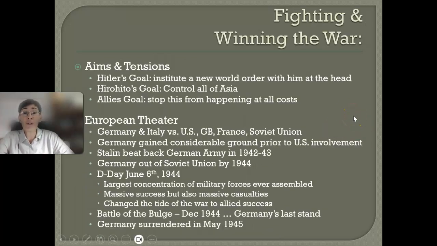So, what was Hitler's goal? Institute a new world order with him at the head. Hirohito's goal, control all of Asia. And then, of course, after they got rid of the rest of us, they would duke it out amongst themselves. The Allies' goal was to stop this from happening at all costs.